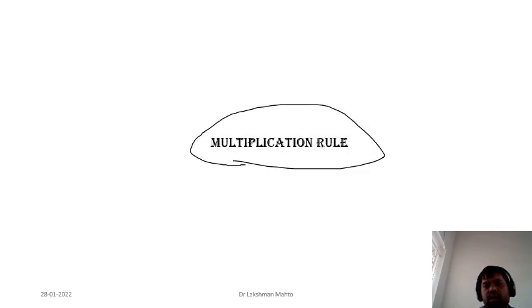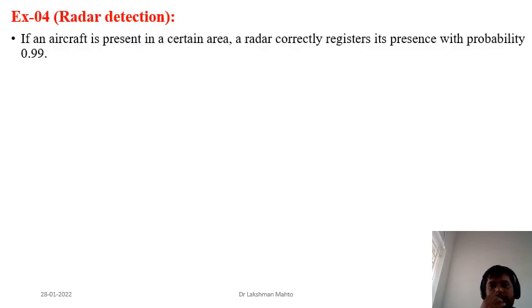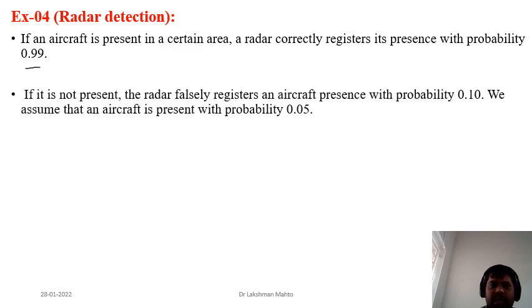So coming to the first part of this lecture, that is the multiplication rule. Before going to the multiplication rule, I will take one example. That famous example is the radar detection problem. So what does it say? If an aircraft is present in a certain area, a radar correctly registers its presence with probability 0.99. If it is not present, then the radar falsely registers an aircraft presence with probability 0.10. We assume that the aircraft is present with probability 0.05.